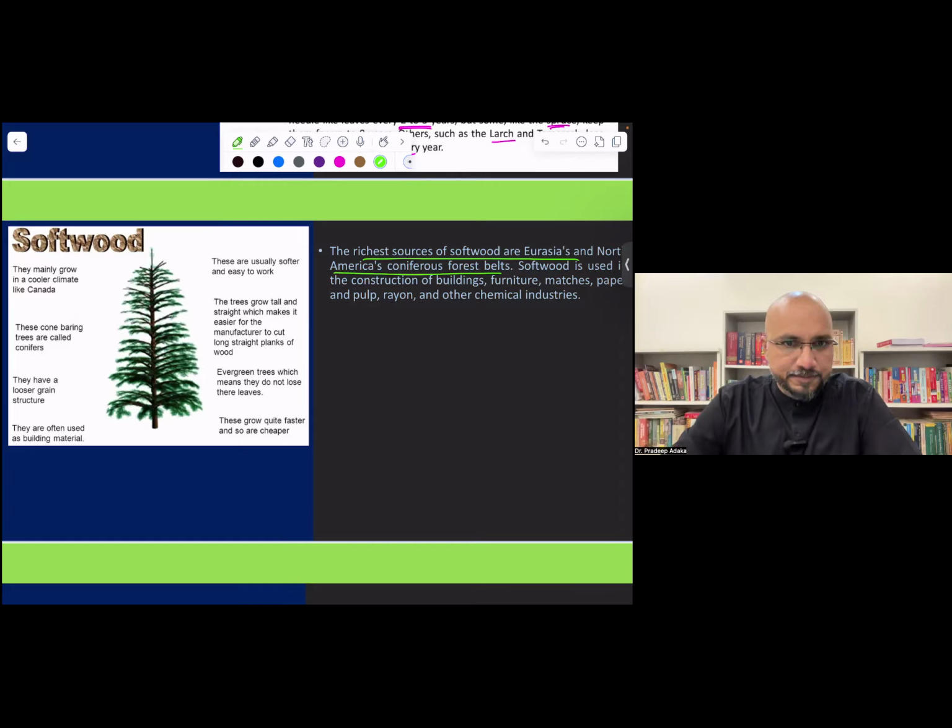And these softwood trees are the richest source of softwood. Softwood is used in the construction of buildings, furniture, matchboxes, paper pulp, rayon, and other chemical industries.